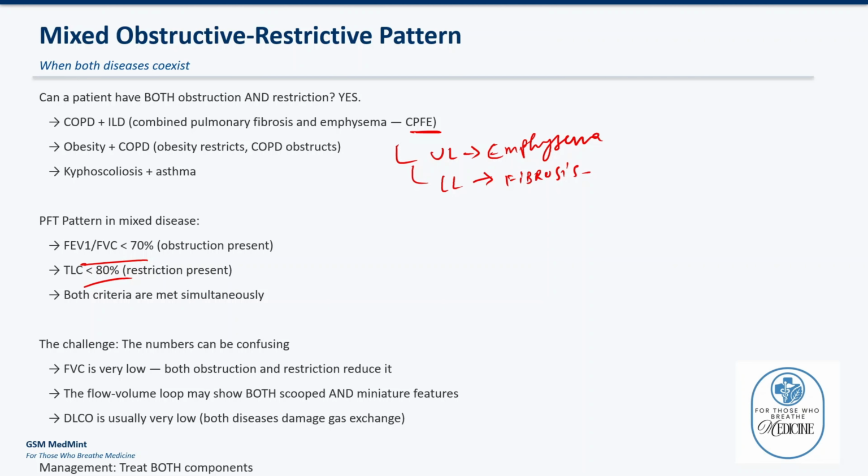So FVC is very low, the ratio is low, the TLC is low and the DLCO is very low. So it looks bad, and it is bad. These patients have significant morbidity and mortality. For management, we should treat both components: bronchodilators for the obstructive component, and weight loss, physical therapy, positive pressure ventilation for the restrictive component. You should refer to pulmonology for complex cases and not try to manage severe mixed disease alone. So both mixed types of pathology do exist.